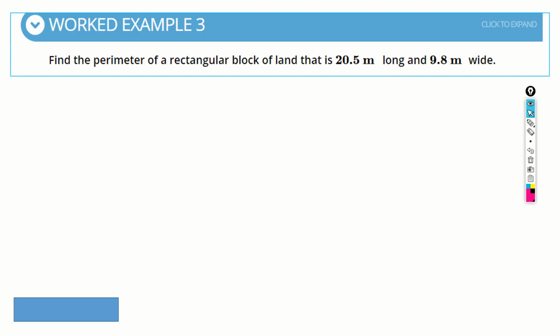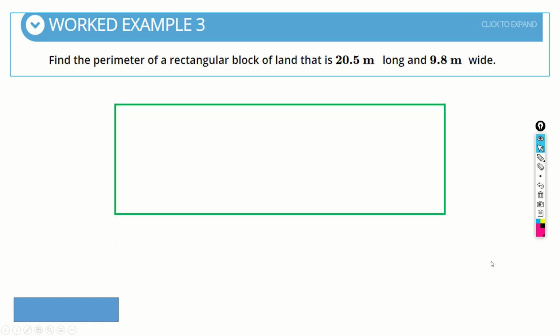All right, let's hide our answers for a second. Okay, so we've got the perimeter of a rectangular block of land that is 20.5 meters long and 9.8 meters wide. It's always a good idea to draw a picture if you can. It really helps you to understand the problem. If you just don't know where to start, drawing a picture is always a good place to start. So label the parts that we do know. So there's our length and width.